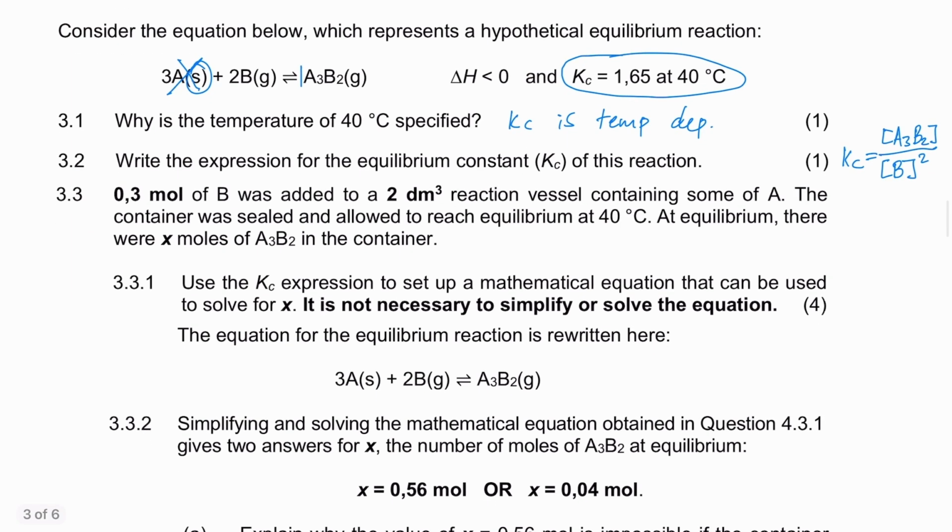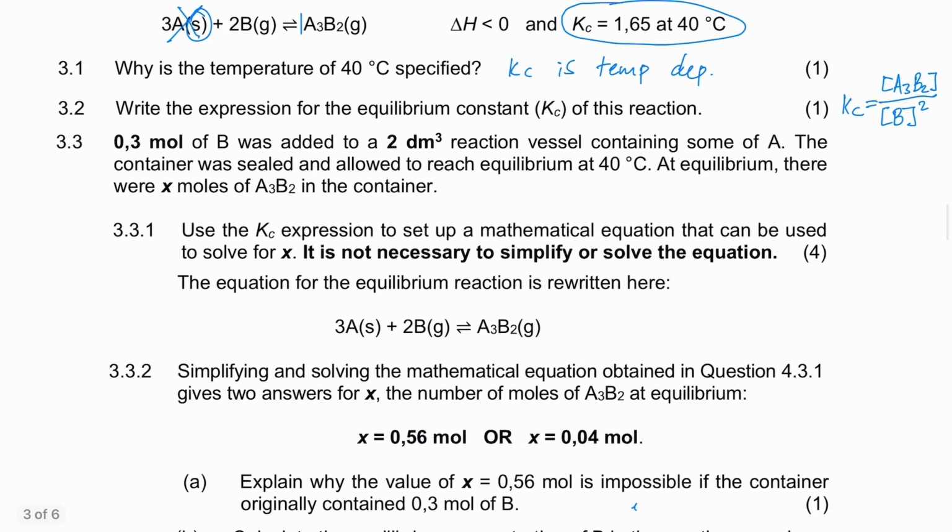So question 3.3, 0.3 moles of B was added to a 2dm cube reaction vessel containing some of A. The container was sealed and allowed to reach equilibrium at 40 degrees Celsius. At equilibrium, there were X moles of A3B2 in the container. Use the Kc expression to set up a mathematical equation that can be used to solve for X. It's not necessary to simplify or solve.